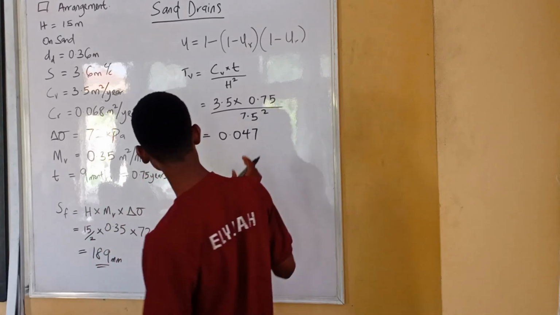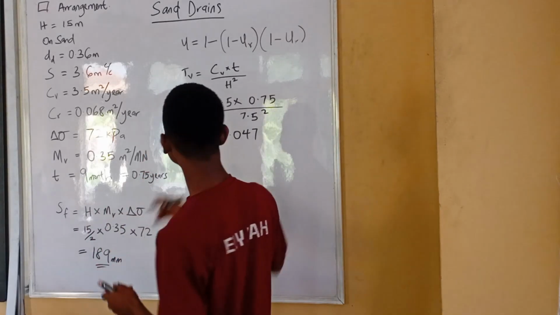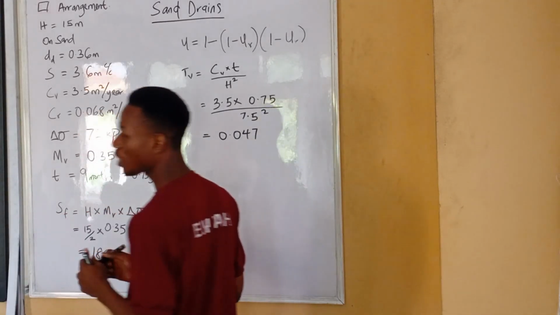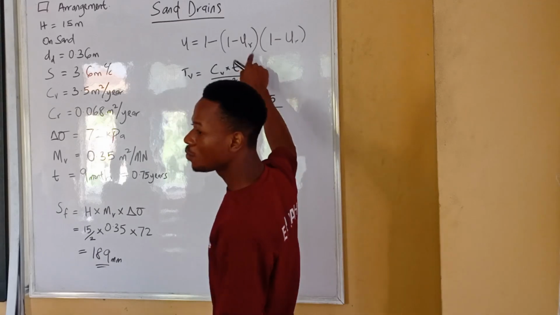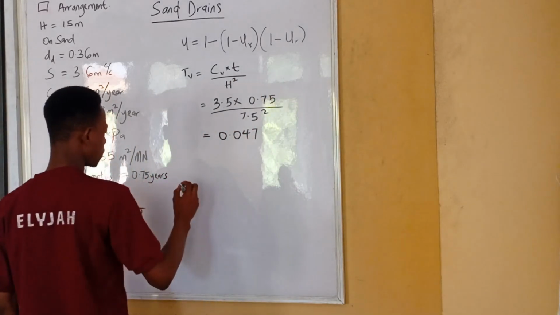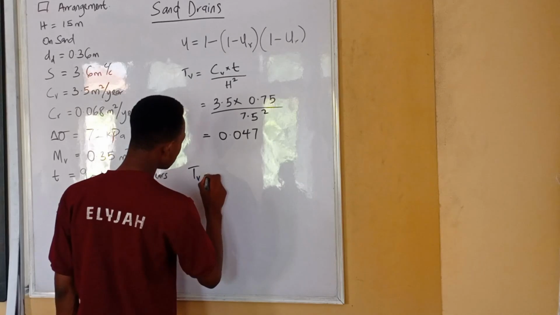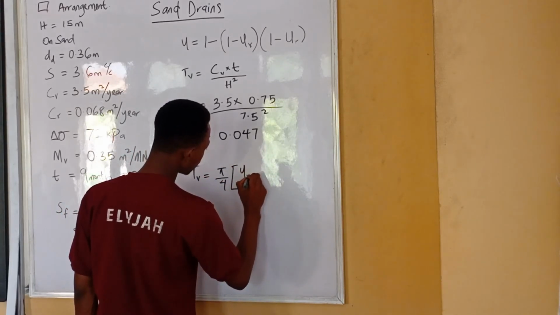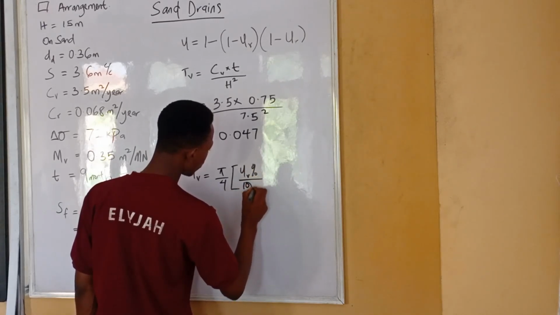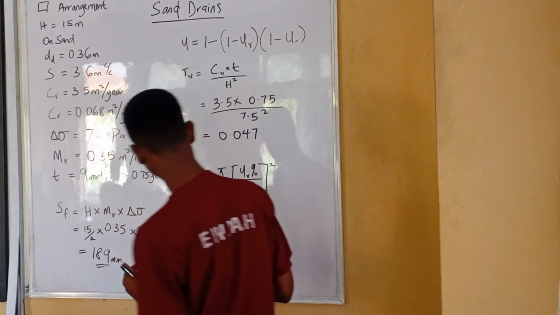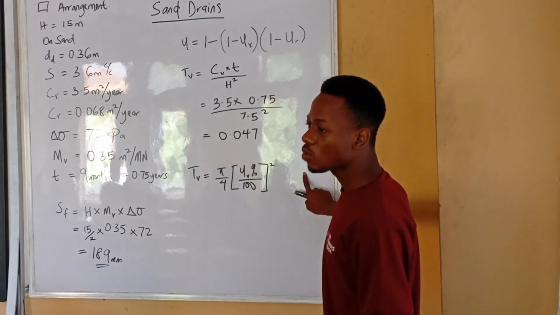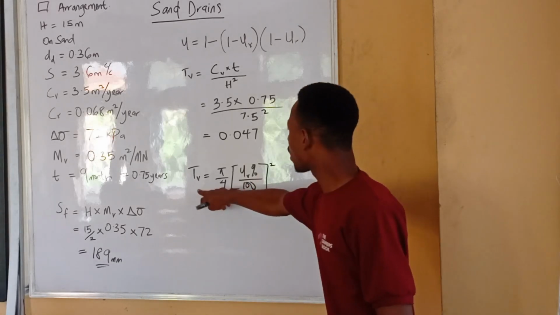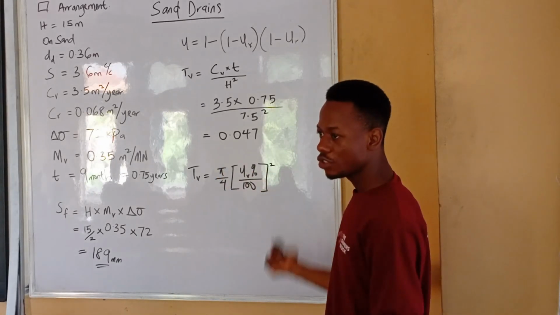0.047. So now we just got TV, but we still don't know the UV that we actually need. So here we have two other formulas for calculating TV that involve UV. One of them is TV equals pi over 4 times UV percentage divided by 100. From this formula, since we already calculated our TV, we can make use of it to find the UV.